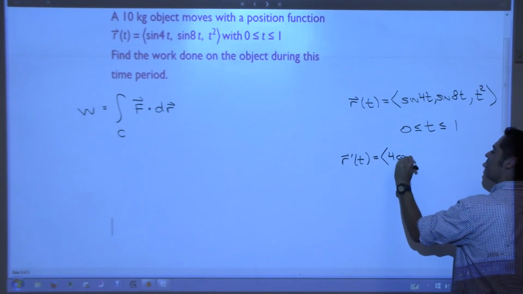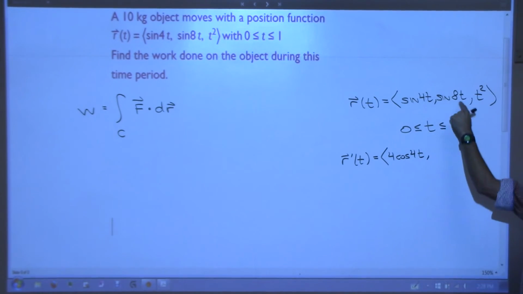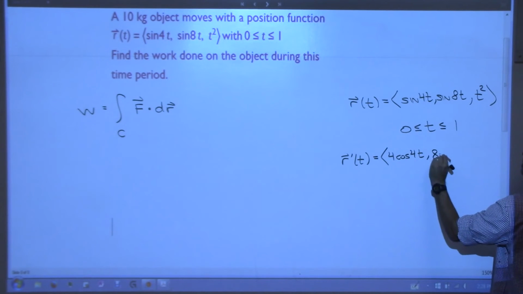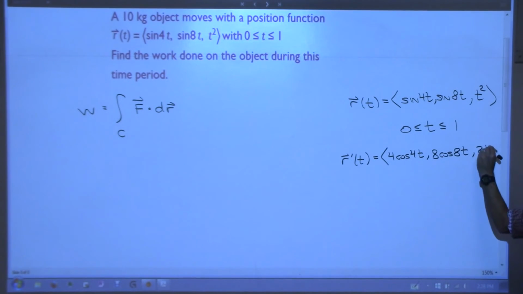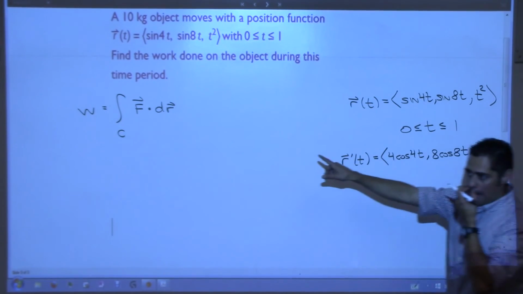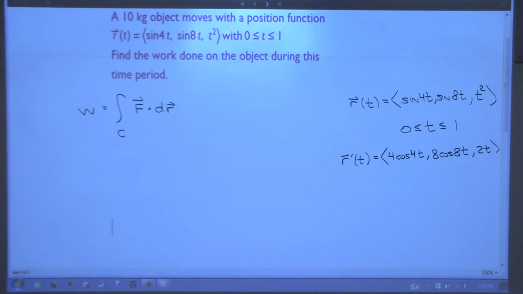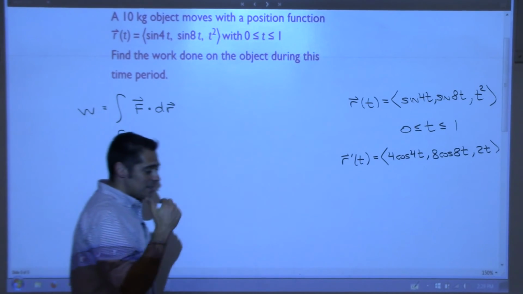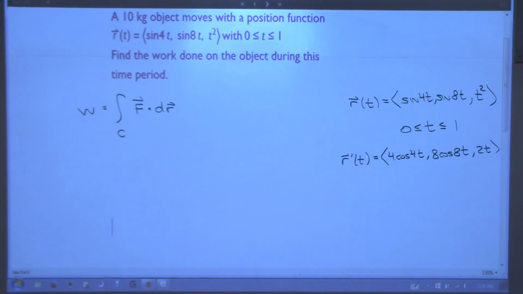4 cosine 4t is the derivative of this, right? And then 8 cosine 8t is the derivative of that, and then this was 2t. So I'll need that in my formulation for this. Anyone notice something's missing here? The field, right? But like last time, the man was 100 and something pounds, and we just said that the field was this thing.